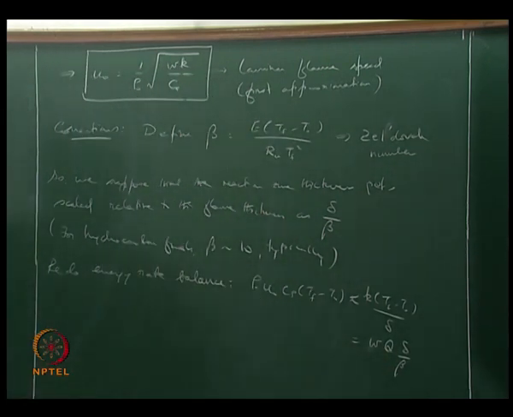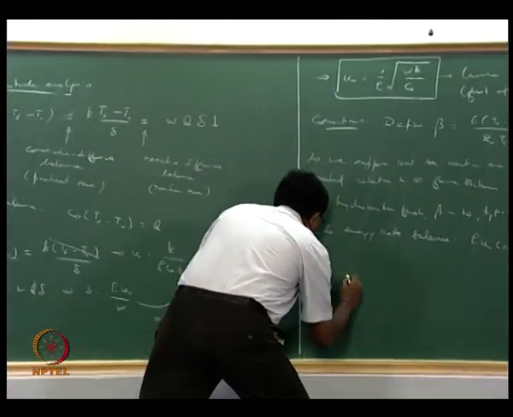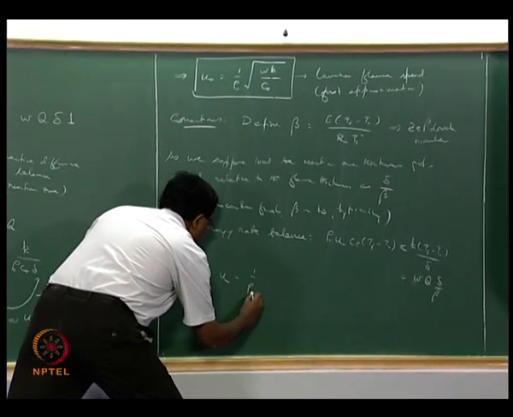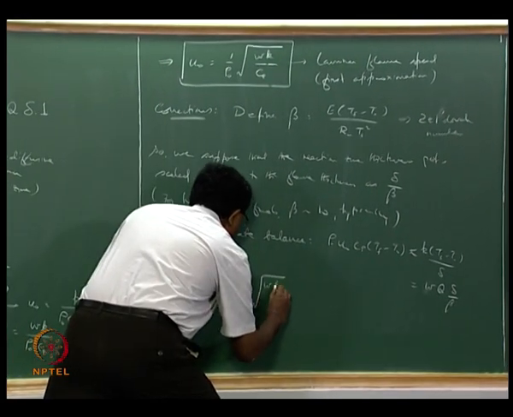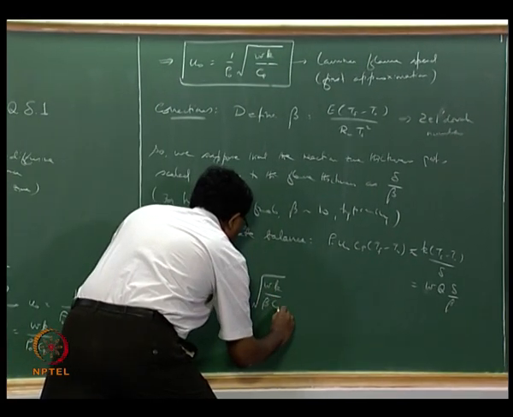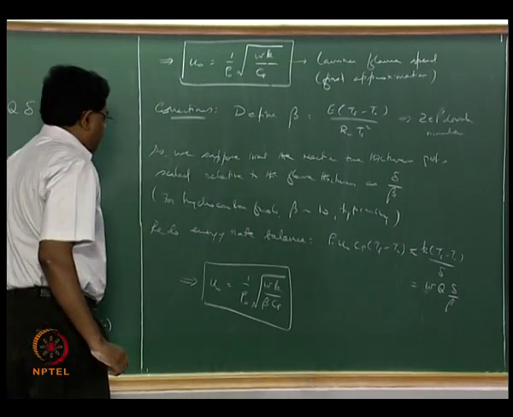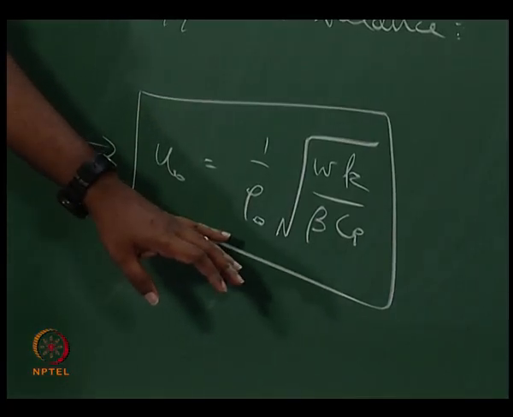If I now do all these things, so I go through the same rigmarole, right? And what should I get? I should now get my u_0 to be equal to 1 over rho_0 times the square root of w k divided by beta C_p. So that means that the second estimate that we have for the flame speed is a little less.